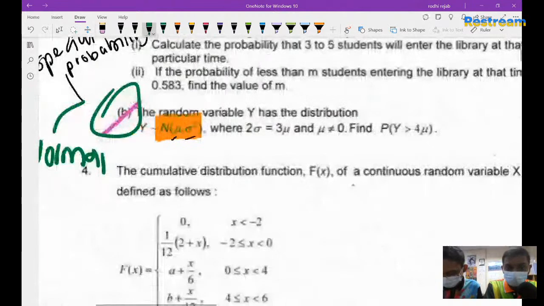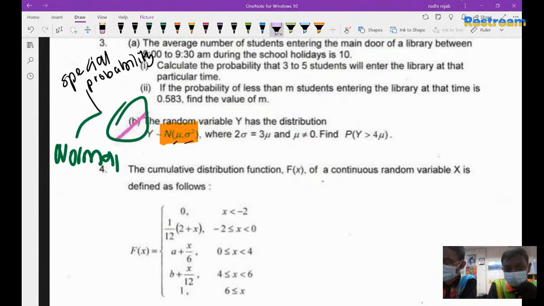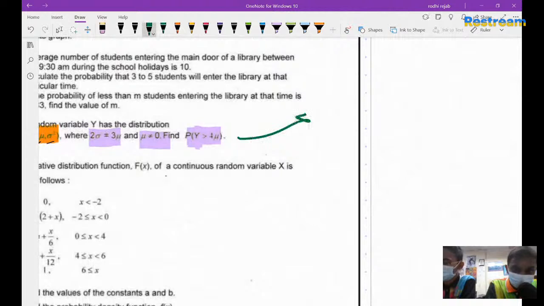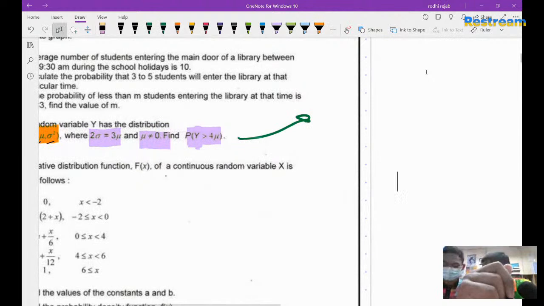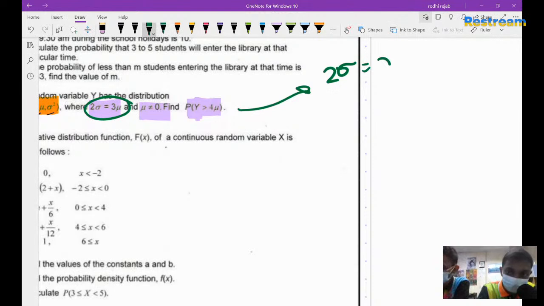So the information given in this question is that 3 sigma, or 3 standard deviations, is equal to 3 mu, and mu cannot be equal to 0. Hence, the question asks us to find P(Y > 4 mu). Since this expression is Y, this is supposed to be Y. Firstly, we must deduce from this expression that 2 sigma is equal to 3 mu. Hence, sigma is equal to 3 over 2 mu.